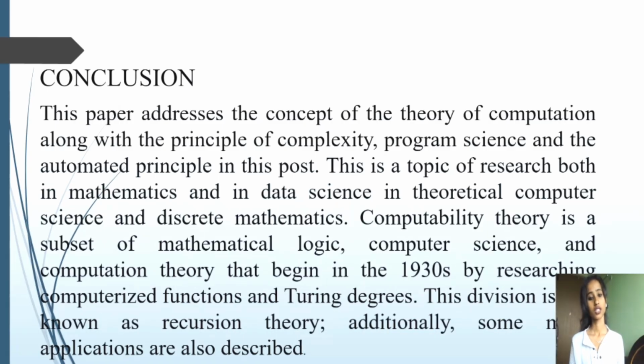This paper addresses the concept of theory of computation along with the principles of complexity, computability theory, and automata theory. This is a topic of research both in mathematics and in computer science, in theoretical computer science and discrete mathematics. Computability theory is a subset of mathematical logic, computer science, and computation theory that began in the 1930s by researching computable functions and Turing degrees. This division is also known as recursion theory. Additionally, some of the applications are also described.